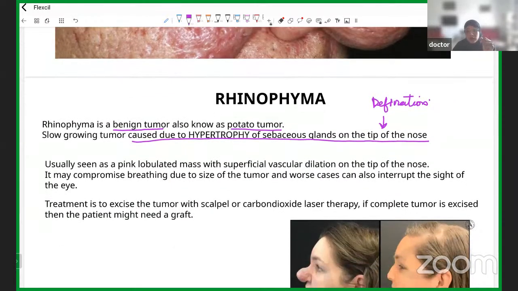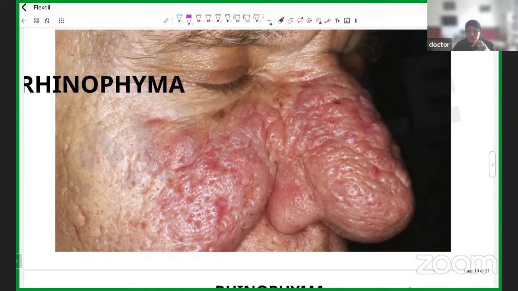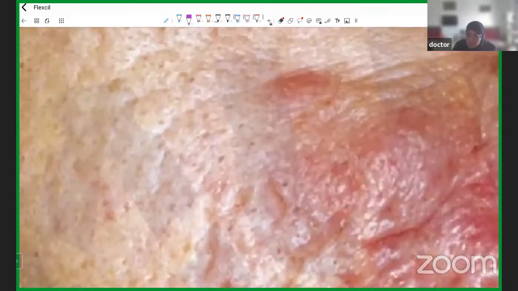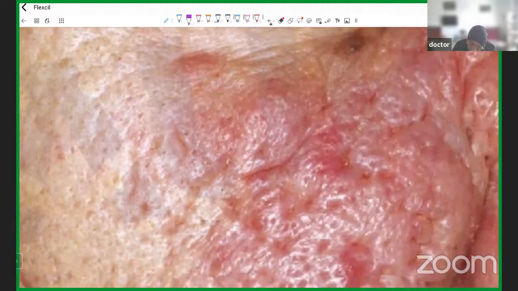Now, rhinophyma is actually a pink lobulated mass. So if you can see here, it is pink. So it will be a pink lobulated mass over the nose. And sometimes what you see is superficial vascular dilation. So if you look very carefully, you'll see these blue marks here. This is vascular dilation that the patient is having.